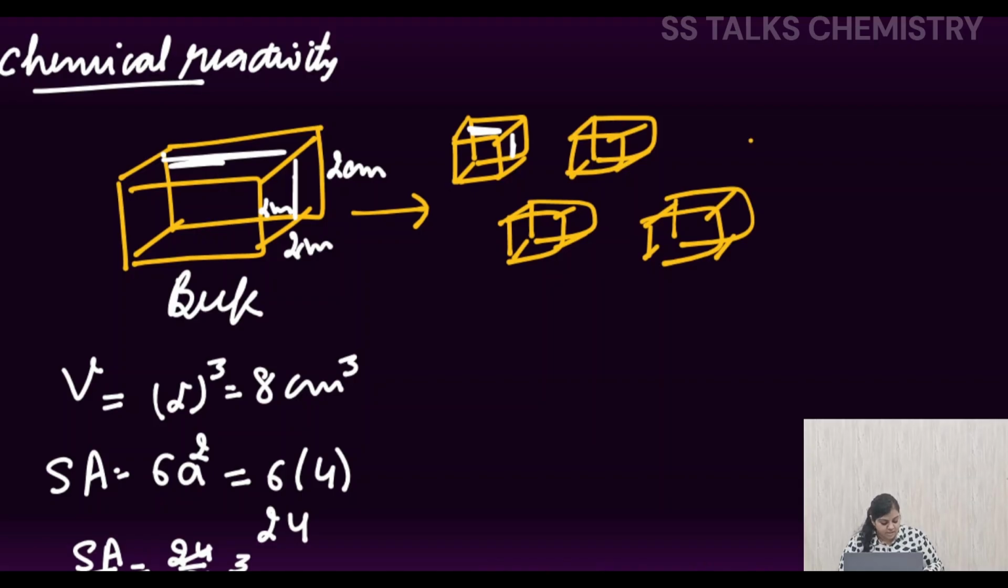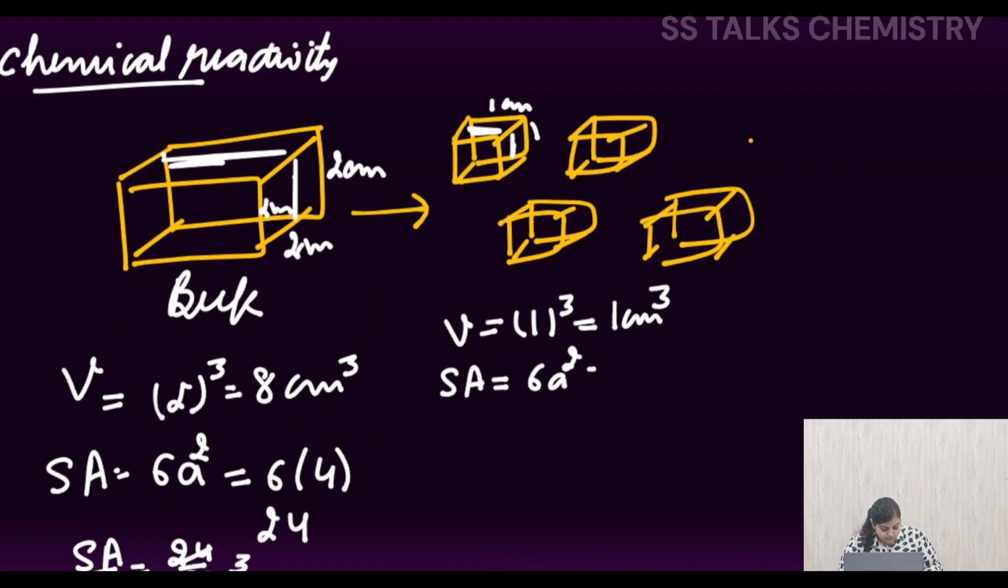Right, now from this large block we have prepared small cubes. Suppose each cube is of 1 centimeter. Here the cube volume is side cube, so this is 1 cubic centimeter, right? And the surface area is 6a square, so this is 6 square centimeter. So if I find the ratio of surface area to volume, we have 6 is to 1, that is 6.